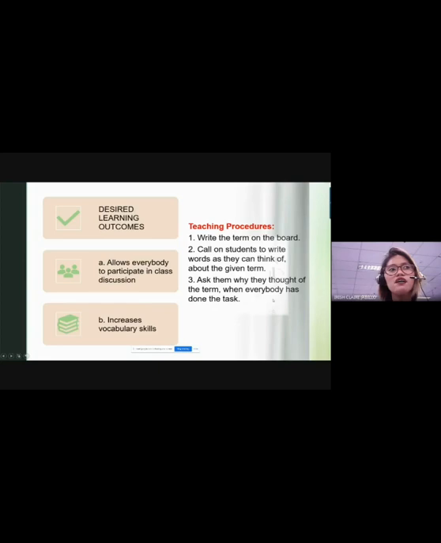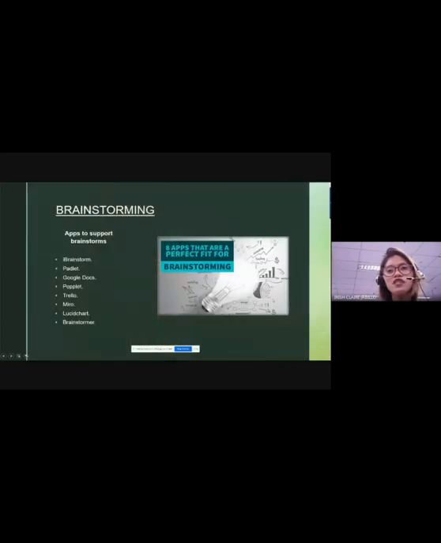The best example of an activity connected to clustering is brainstorming. As we know, brainstorming is where you can share different ideas, thoughts, and opinions using that kind of activity. And there are apps to support brainstorming and collaboration, such as iBrainstorm and Padlet. But we will focus on iBrainstorm.